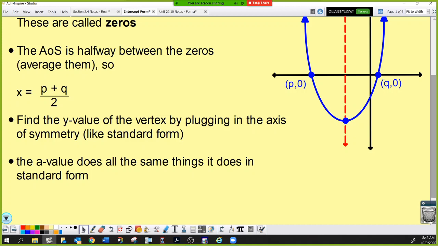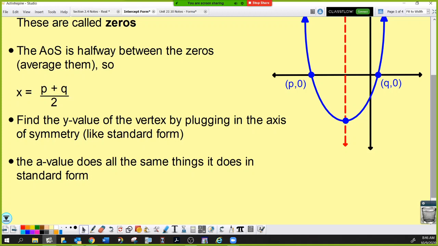Is intercept form difficult? No. Is standard form difficult? No. Is vertex form difficult? No. Is keeping all the information straight, because I've now taught you 3 different forms and they all have their own rules? Yeah, probably a little bit difficult. That's why I created the parabola cheat sheet for you to help you study. And that's why when we practice and do homework, I will continue to show you all 3 forms, because you need to be able to keep them straight.